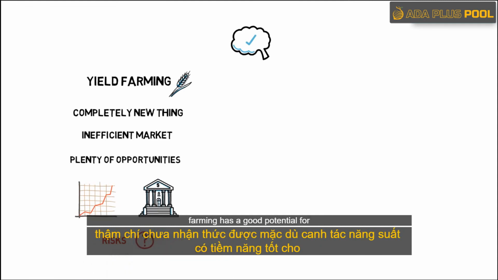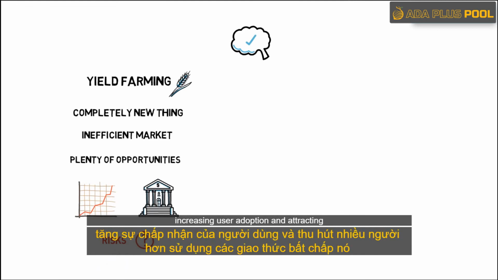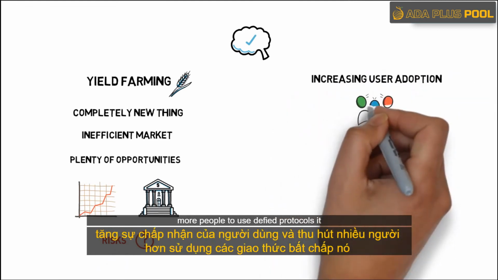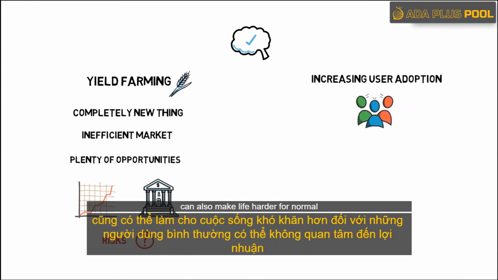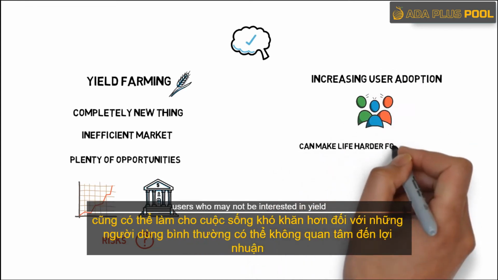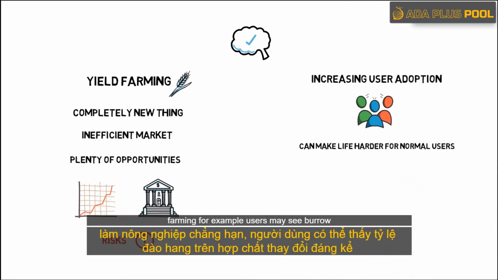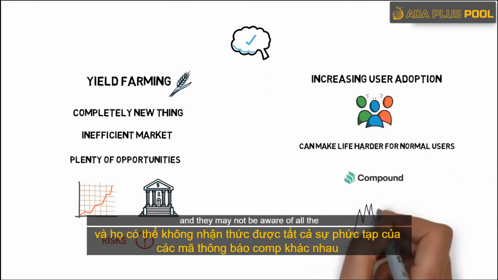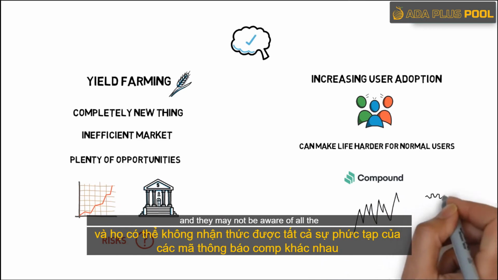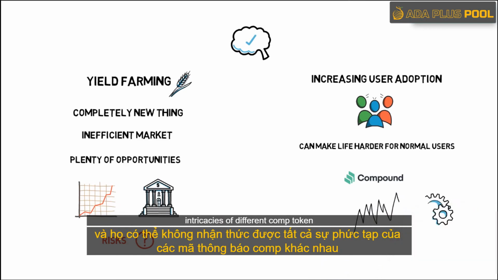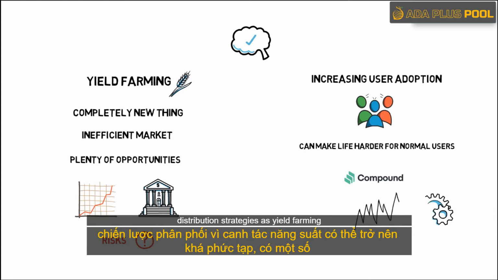Although yield farming has a good potential for increasing user adoption and attracting more people to use DeFi protocols, it can also make life harder for normal users who may not be interested in yield farming. For example, users may see borrow rates on Compound changing dramatically, and they may not be aware of all the intricacies of different COMP token distribution strategies.